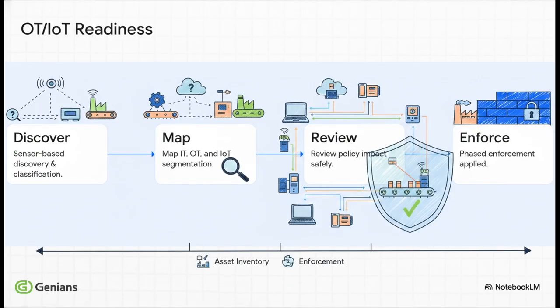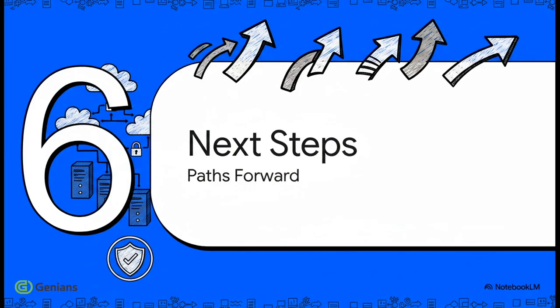For Scenario 4, let's talk about OT and IoT environments. In a factory, immediate enforcement is a huge risk. You literally cannot risk shutting down an assembly line. So, Genian uses a phased rollout to protect production continuity. You start with sensor-based discovery and classification, mapping out all your IT, OT, and IoT segmentation. Then you review the policy impact in simulation mode. Enforcement only happens when you are 100% confident. Inventory first, enforcement second.